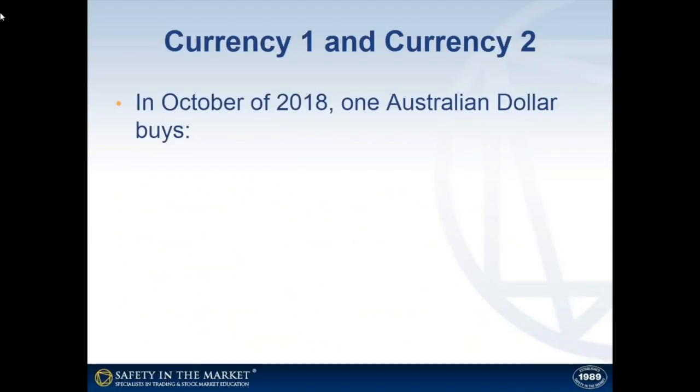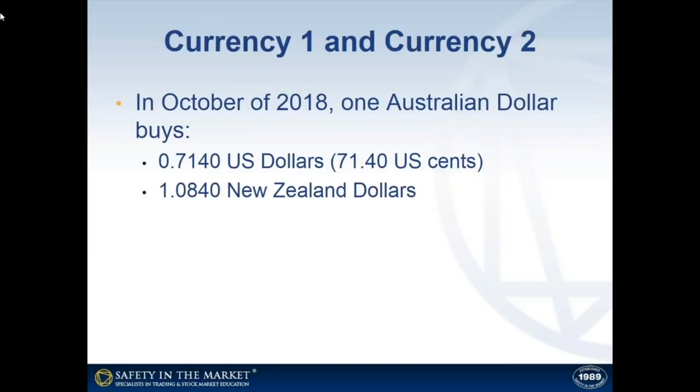So let's talk about this as currency 1, currency 2. In October of 2018, 1 Australian dollar will buy you 0.7140 US dollars, which you can say is just 71.4 US cents. It'll buy you 1.0840 New Zealand dollars, or $1.08 New Zealand, and 80.15 Japanese yen. Okay, so you can see that obviously there's a bit of a discrepancy there with the size of the yen. The yen is a lot larger.